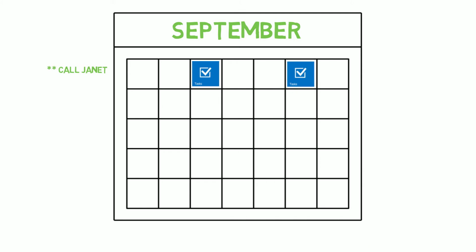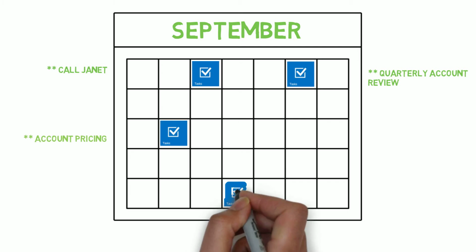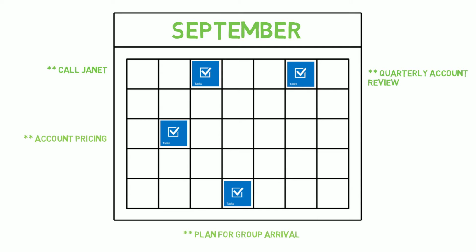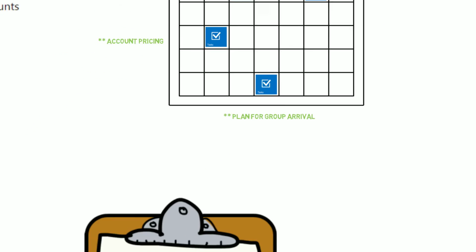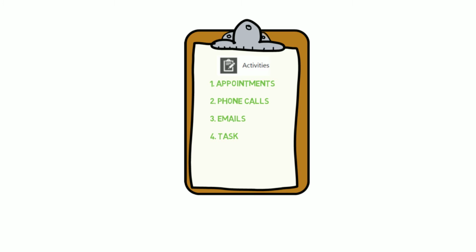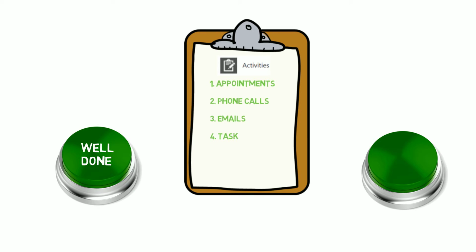Examples might include a reminder to schedule your quarterly account review with the client, planning in advance when you will review your account's pricing for the CNR process, or remembering to contact a hotel to plan for a group arrival. It's important that we accurately track and categorize our activities so we can see what parts of our sales process are working well and where we can improve.